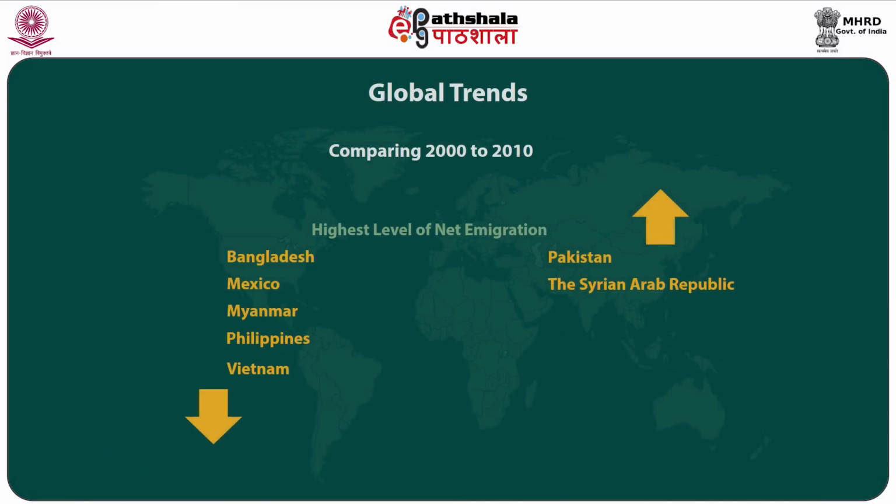When we talk about the list of countries with the highest levels of net emigration, Bangladesh, Mexico, Myanmar, the Philippines and Vietnam moved down in the 2010 to 2015 period. Pakistan and the Syrian Arab Republic were among the countries that moved up on the list.